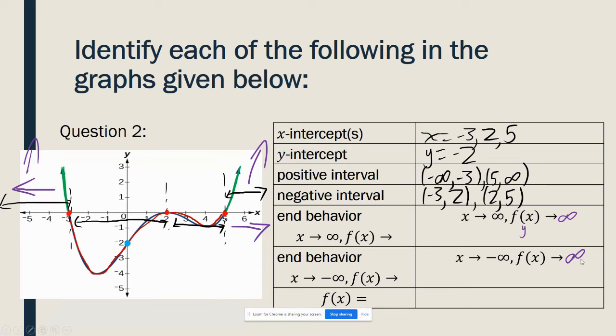And that's what end behavior is. Again, as x gets really, really big in the positive or negative direction, what happens to y? Okay, let's keep going on to the next section.